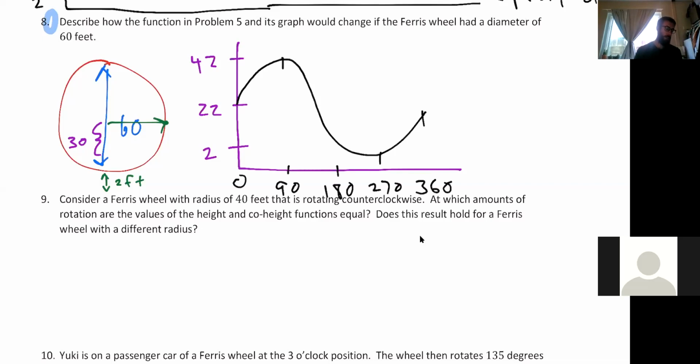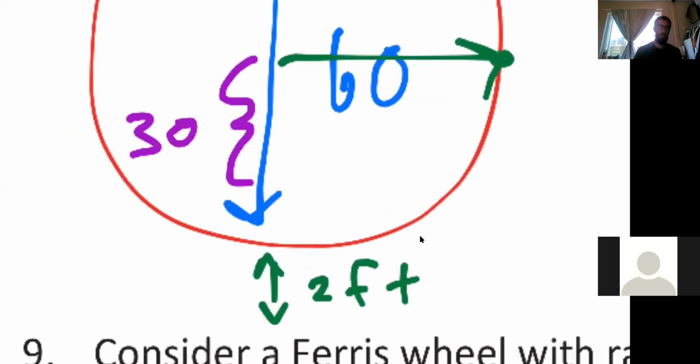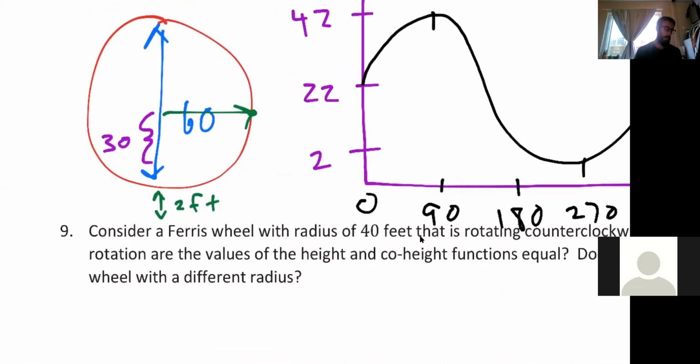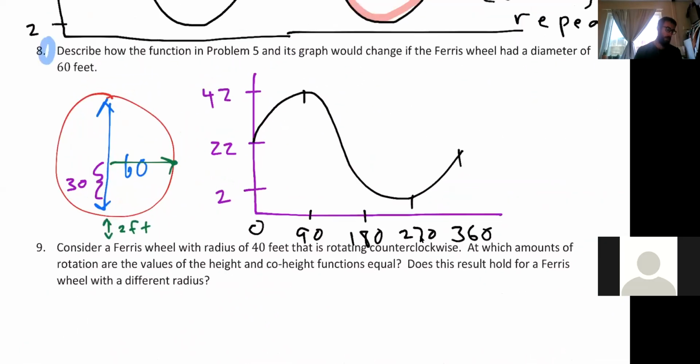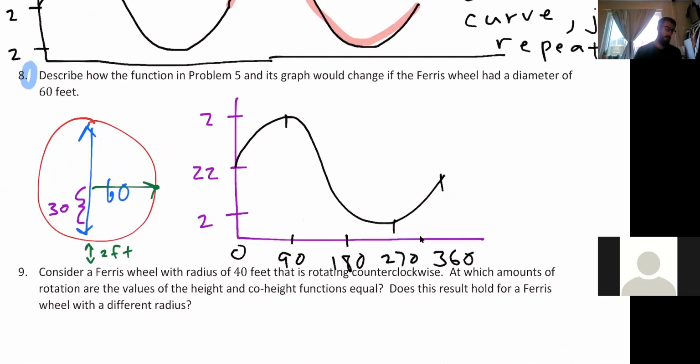All that would change now is instead of having 20-foot increments going up 20 or down 20, now we would have 30-foot increments. So our highest point would be 62, and our lowest point would still be 2, because you can't go lower than the lowest value. It's just our starting point wouldn't be 22 anymore, it would be 32.